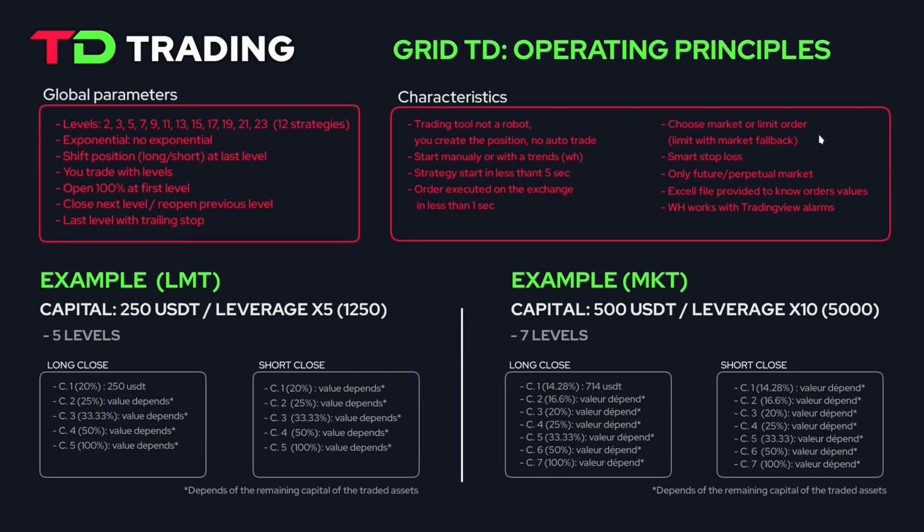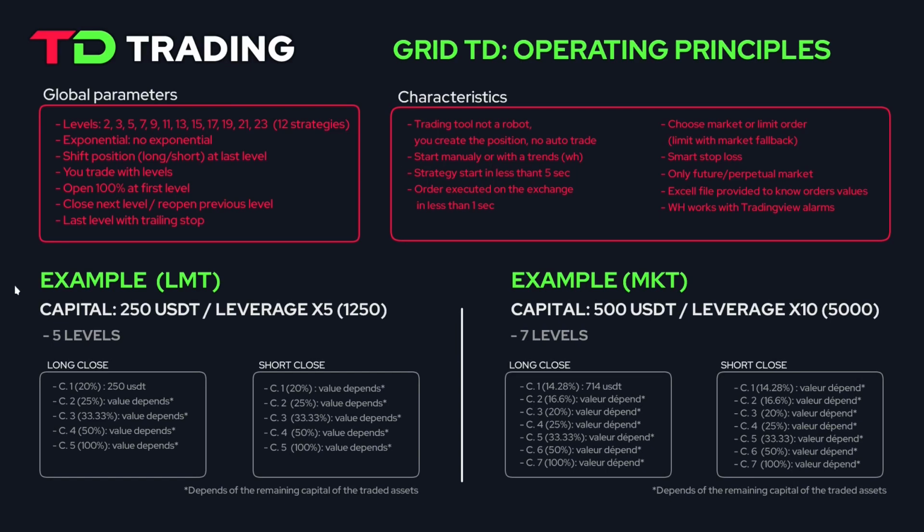You can choose market or limit order. Limit has a fallback with market order. There is a smart stop loss that double checks the price. Only futures and perpetual markets are supported. An Excel file will be provided for you to know the order values. The webhooks work with TradingView alarms. You have a limited amount of alarms with TradingView, so you have to manage them.